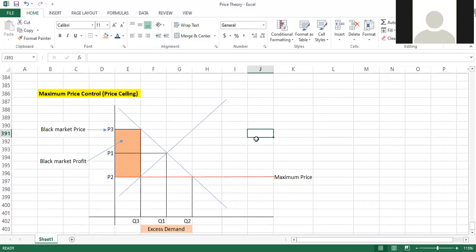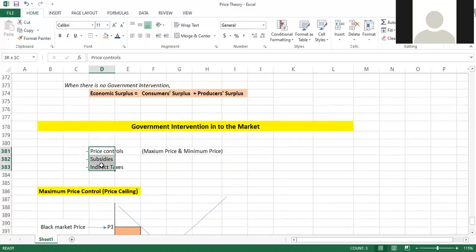Okay, so these are the key points related to the maximum price. After that, we can discuss the balance part in more detail: the minimum price, subsidies, and indirect taxes. Since we have discussed all the relevant theoretical concepts, in the next session we can complete the other government intervention methods in detail, the possible results, the possible adverse results, and the actions government can take to avoid these adverse results.